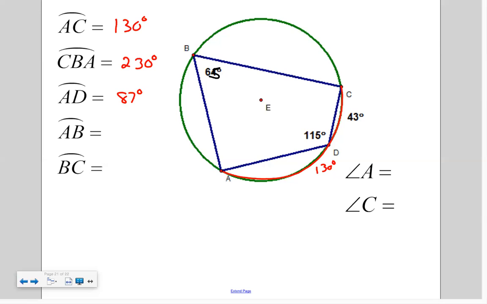Does anybody see any other missing piece that I could put on here? Or not a missing piece. Does anybody see any other angle that I could find, whether it's an arc or an angle? If we were given that this was a kite, we could do that. But we're not given kite.